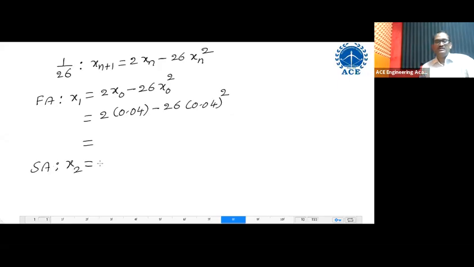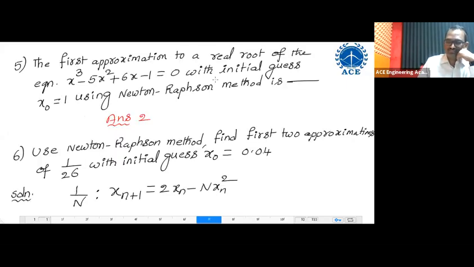Tell me the answer. Similarly, to get the second approximation, I mean to get x2, take n is equal to 1 here. x2 is equal to 2x1 minus 26 times x1 whole square. So 2 into what is the x1 value? What is the x1 value? 0.0384.